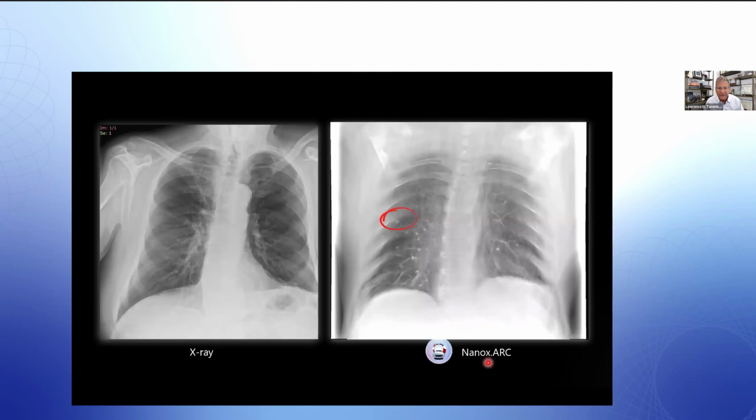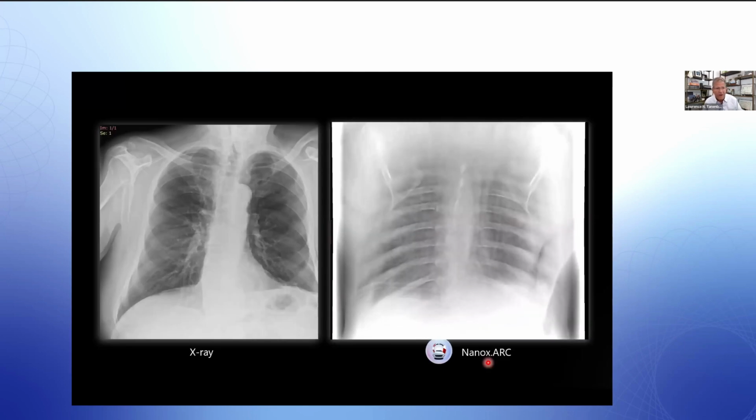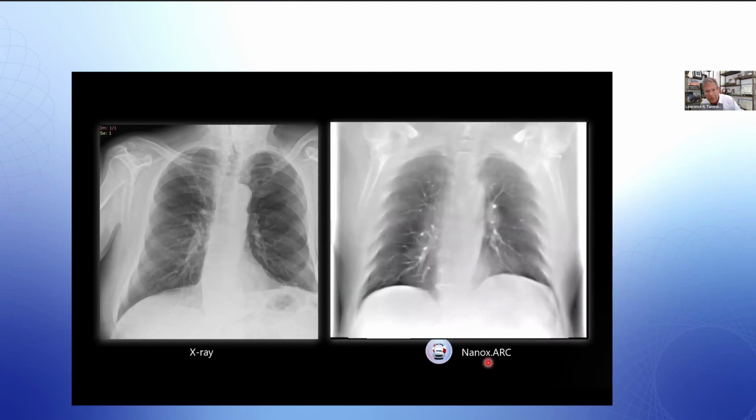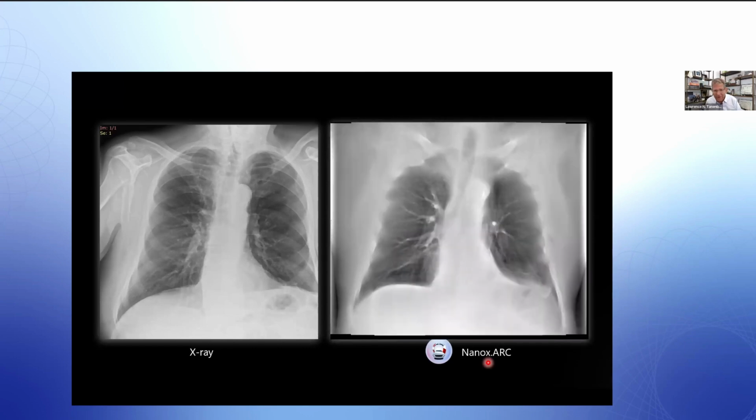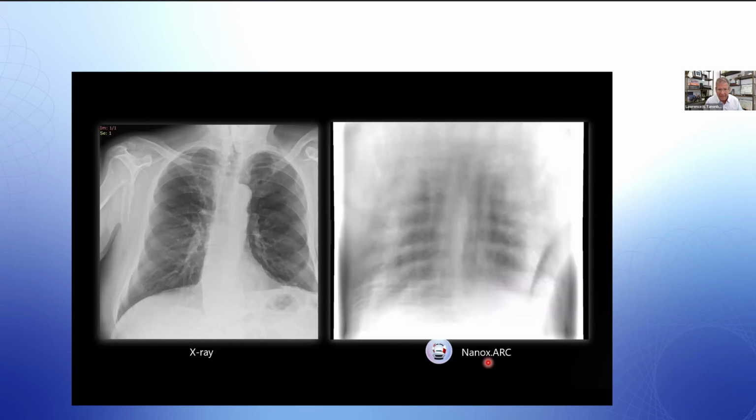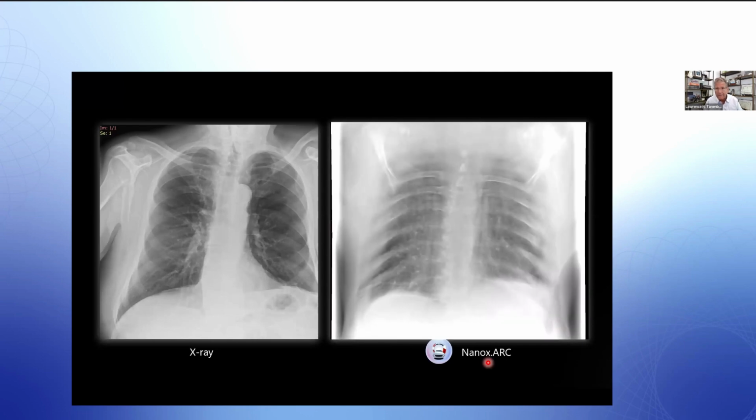Here you see an example where it's very, very hard to see anything, even though I'm showing you where the nodule is on the tomosynthesis exam on the right. Very, very hard to see anything within the lung on the right without the tomosynthesis exam. I think I can run that for you again. I think, yeah, it'll run through again.